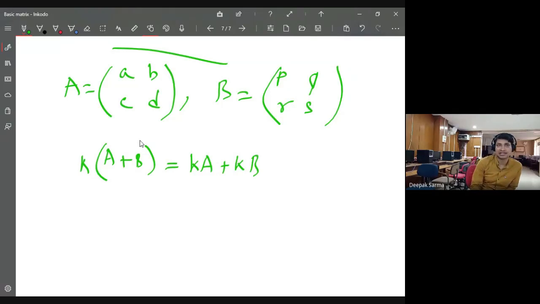First you will add the matrices A and B, but for that you must have A and B of the same order. If they are of the same order, you can add them. Then you multiply with the scalar K. What you get is the same as first multiplying the matrix A by the scalar K and the matrix B by the scalar K, then adding them. So whether you multiply it first or add it first, it's all the same. Got it? So there are some other operations.